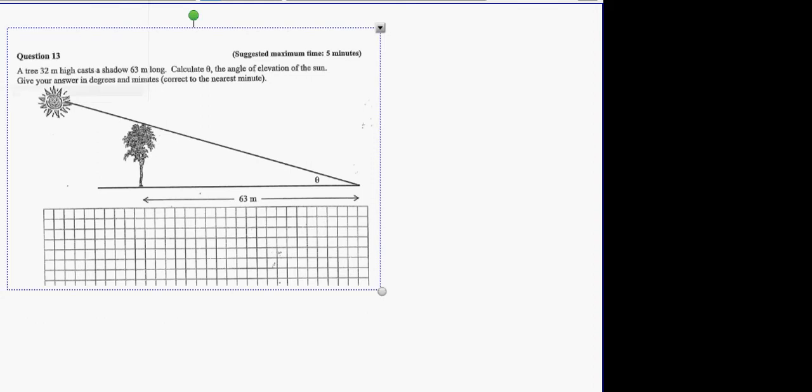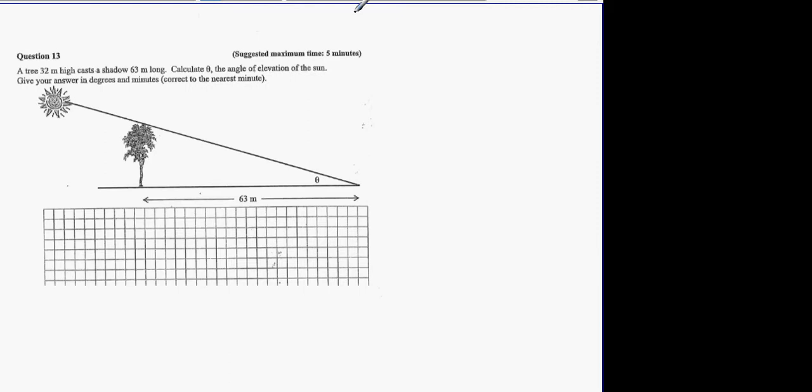I'm going to modify question 13 as well, specifically to help you out later on. Now, what you're going to do first and foremost is, when the sun shines on the ground, it makes a particular angle and its shadow will be a particular length.